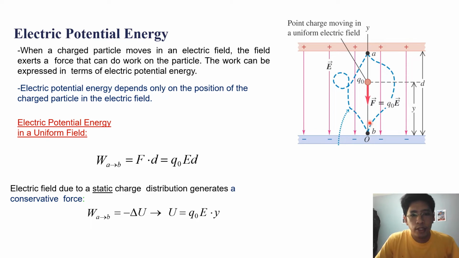The electric field due to a static charge distribution generates a conservative force, similar to your gravitational potential energy. So you have your work from A to B equal to your negative delta U, where U is your electric potential energy, which is equal to Q naught E times your distance Y. This is familiar because this is how your gravitational potential energy looks.